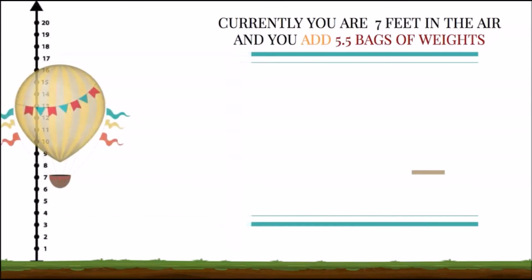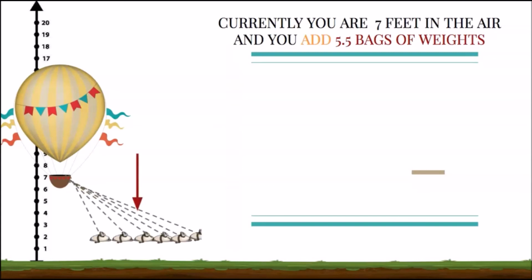Once you've defined these 4 possibilities, it's great to start with a concrete example. Kids are familiar with the number line from 6th grade, so let's use the number line. Currently, you're 7 feet in the air and you add 5½ bags of weight. Note that the 7 represents the location of the top of the basket. By adding those 5½ bags of weight, kids will say, oh, it's going to go down.